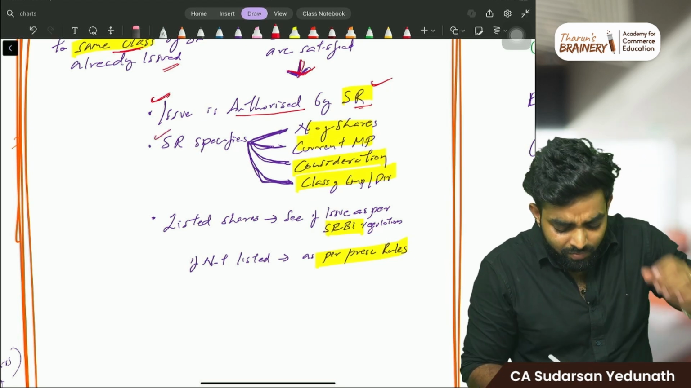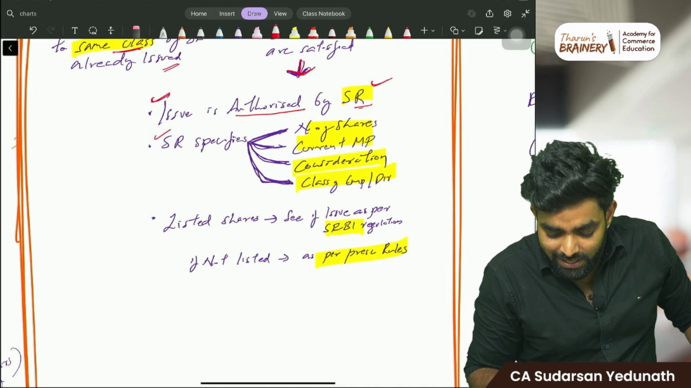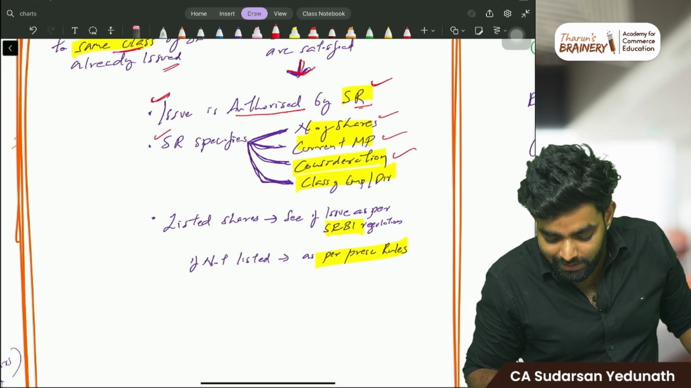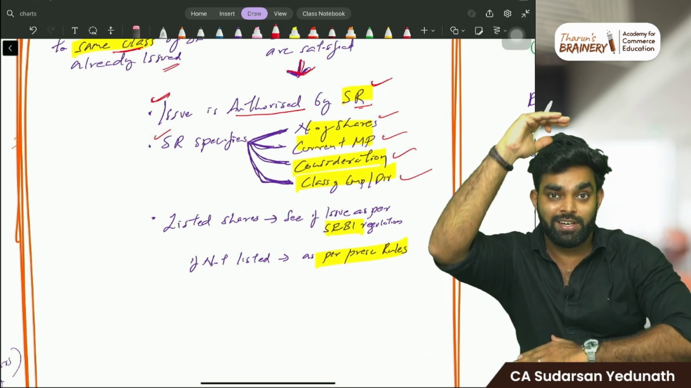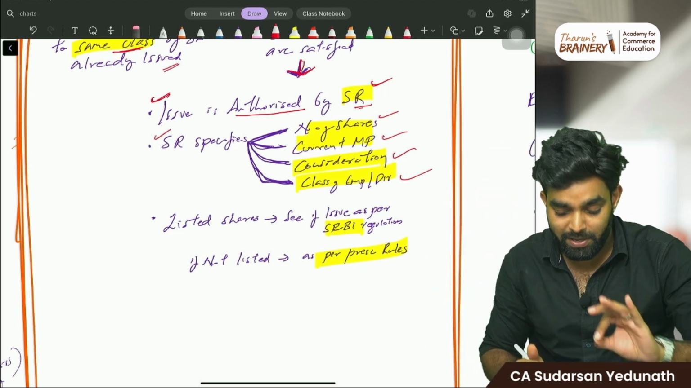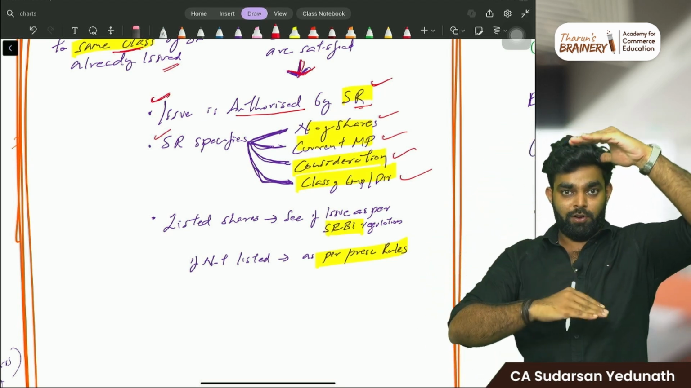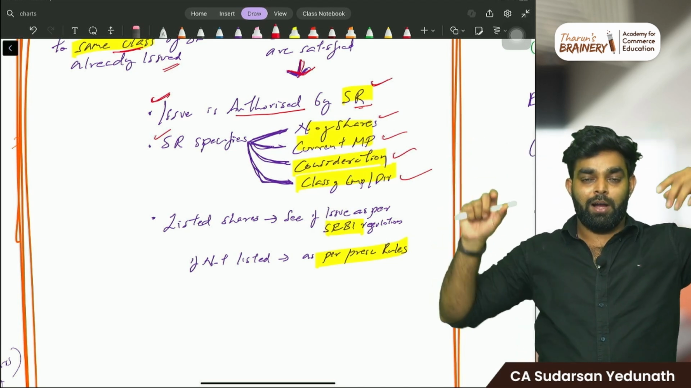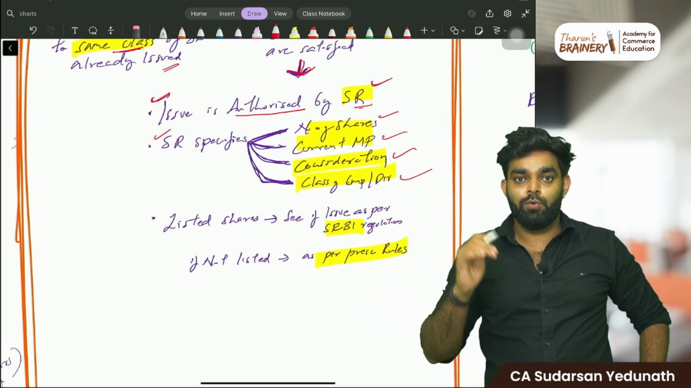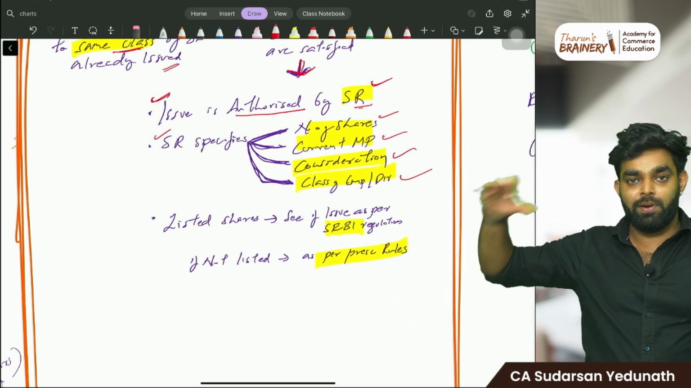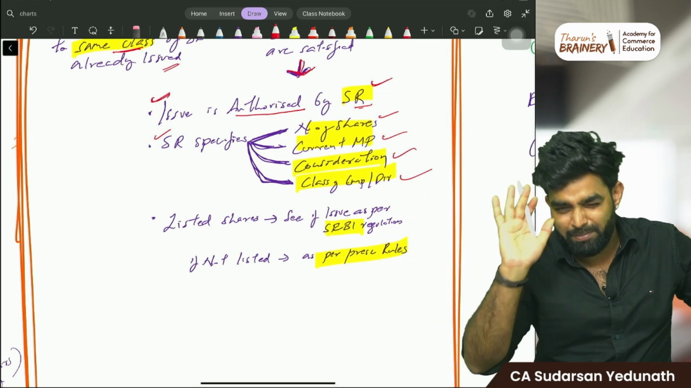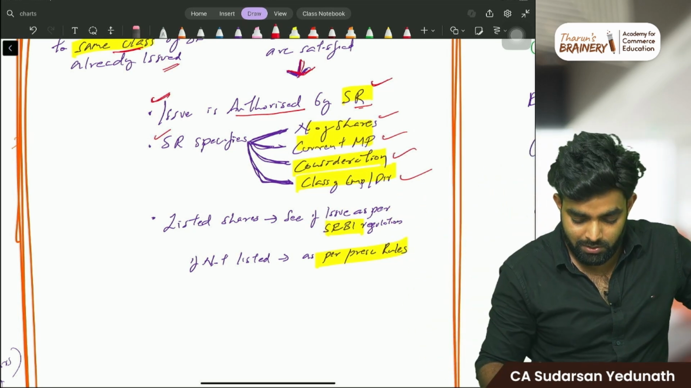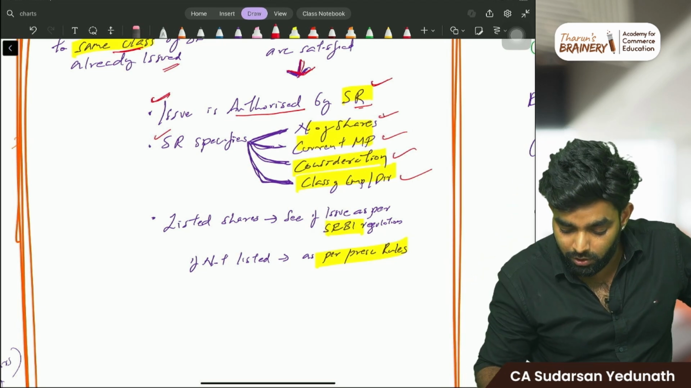Then the special resolution specifies the number of shares, current market price, consideration, and class of employees or directors. In that special resolution, it is like a paper, right? In the paper of the special resolution, it will be mentioned that the company has resolved to give this much amount of shares to these people, and it will be signed by everyone. Keep in mind like that, just for your understanding. So, in that paper, these things should also be mentioned.